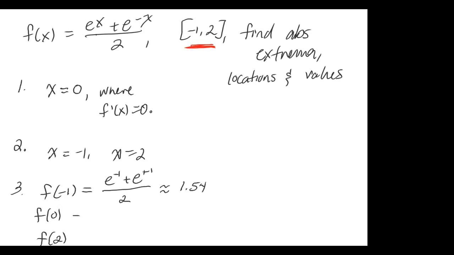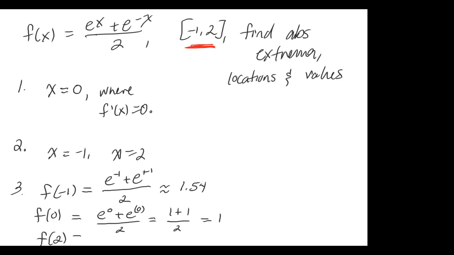f of 0 is equal to (e to the 0 plus e to the -0, which is just 0) over 2. e to the 0 is 1. e to the -0 is e to the 0, which is 1, over 2. So this is equal to 1. Okay.